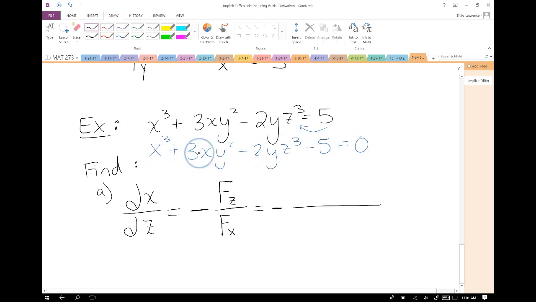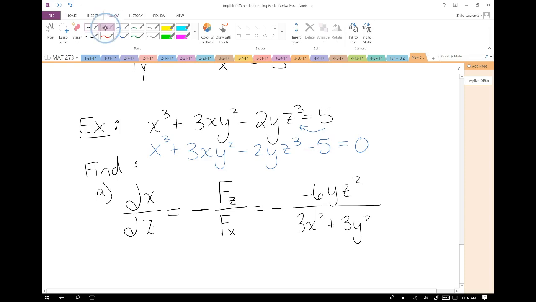So now I'm going to go through and take the partial with respect to z. Well, the first term has no z's, so its partial derivative is 0. Second term has no z's, its partial with respect to z is 0. The third term has a z, so we're going to do the power rule on the z, and we're going to get negative 6yz squared. And the last term is a constant, so its derivative is also 0. In the denominator, we want the partial with respect to x. So we get 3x squared plus 3y squared.